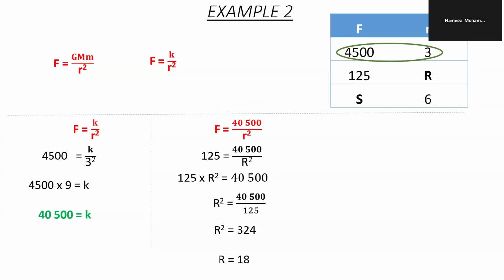So we found R. Let's try our last line now. We know our formula again, and 40,500 is key for this question. And we substitute in the value for F as 6 squared for R. So 40,500 over 6 squared is 40,500 over 36, which works out to be 1,125.